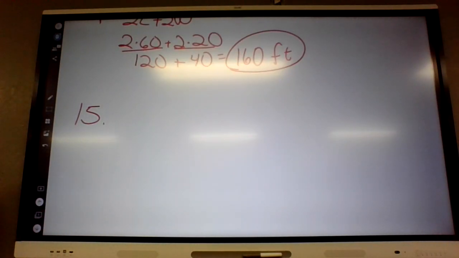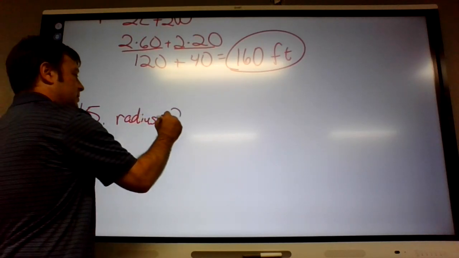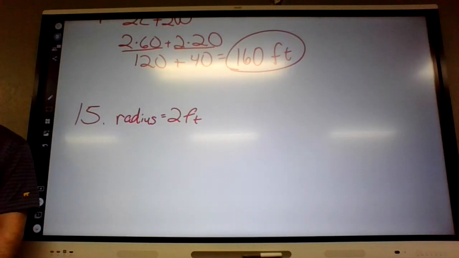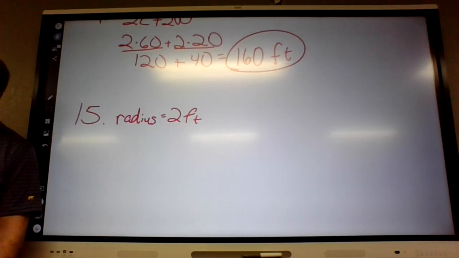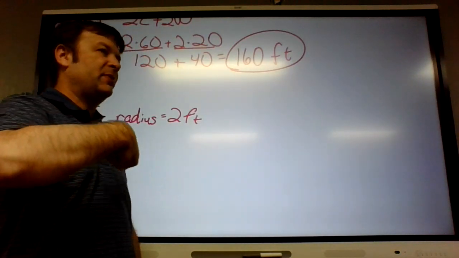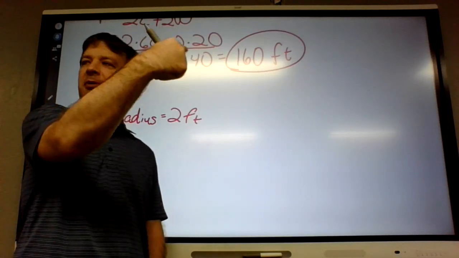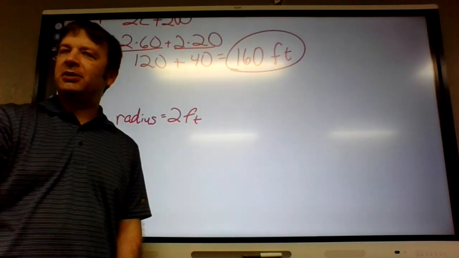All right, 15. A carpenter plans to cut formica to go around the outer edge of a circular table with a 2-foot radius. Find the circumference of the table using pi is about 3.14. So determine the length of the piece of formica. So it's a circular table and we want to go around the circular table. What's that called? Bella, do you remember what that's called? Yeah. Does anybody remember the circumference formula?